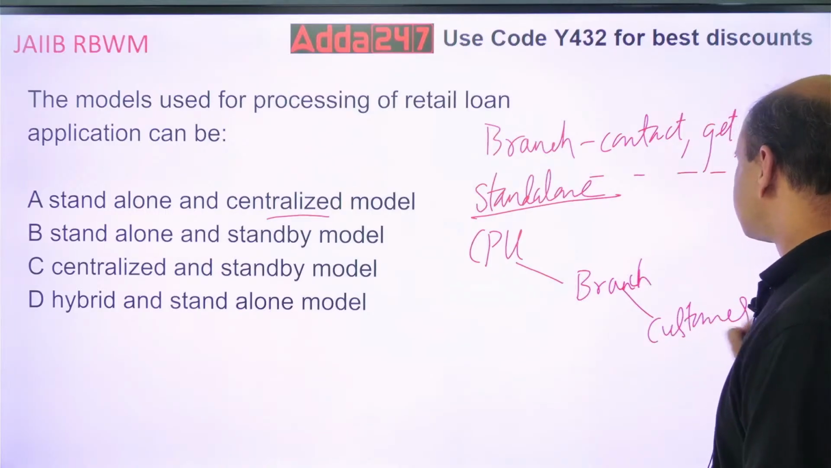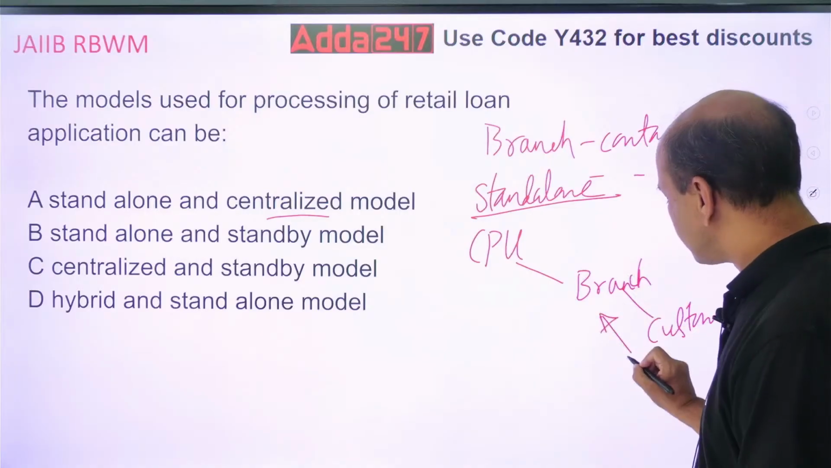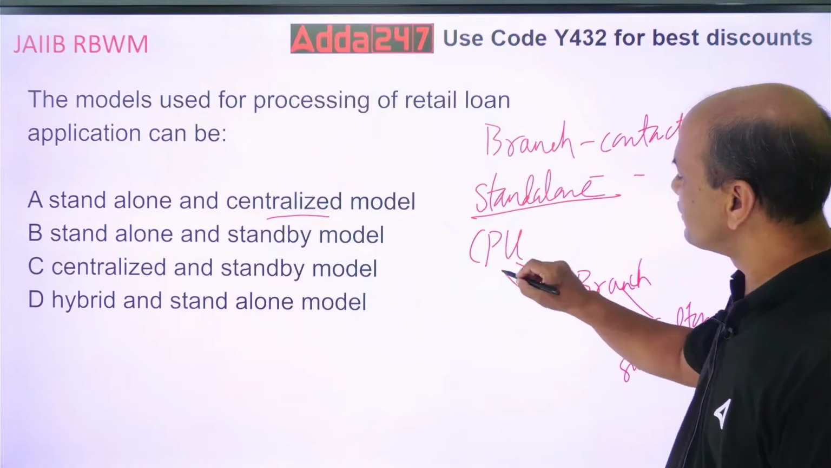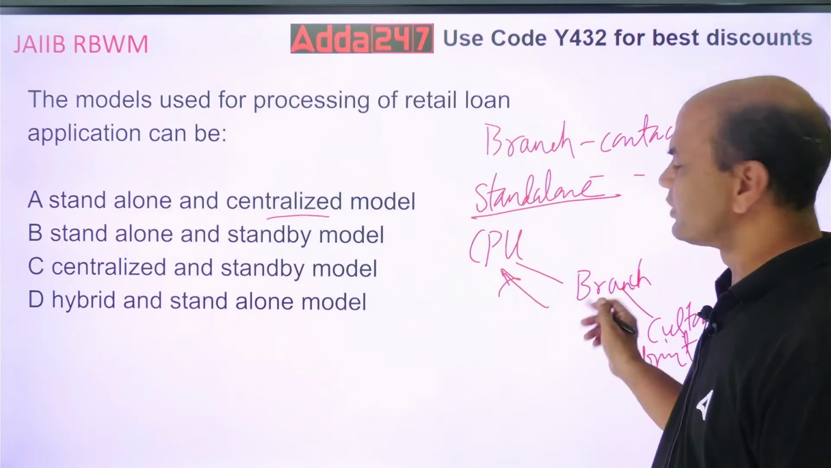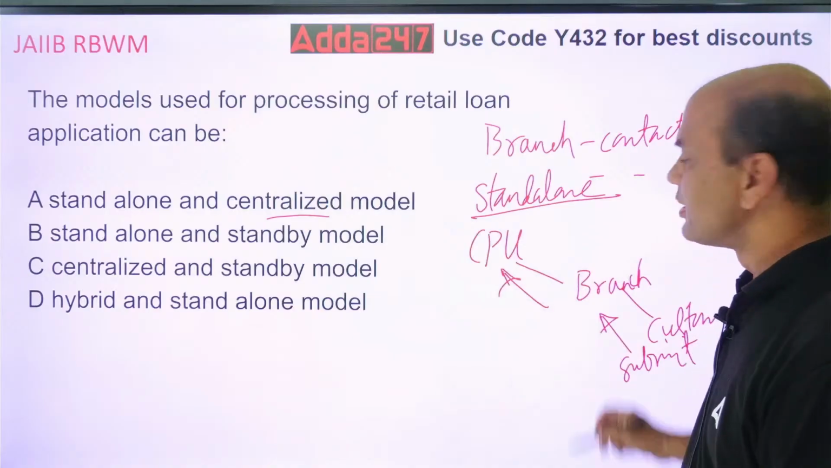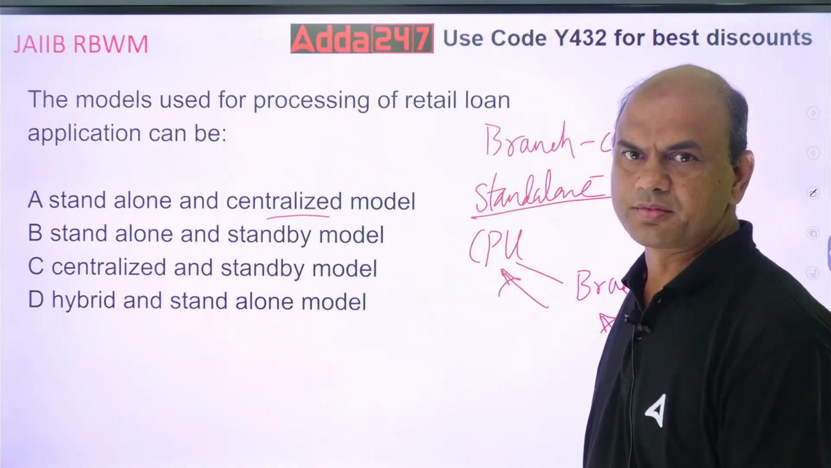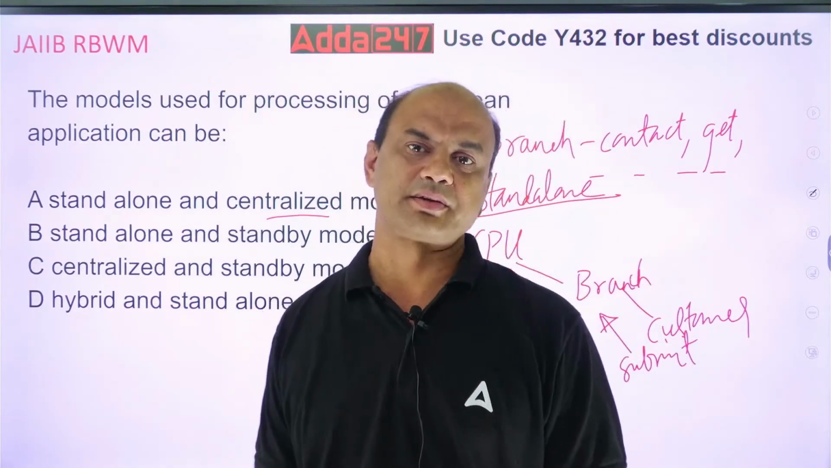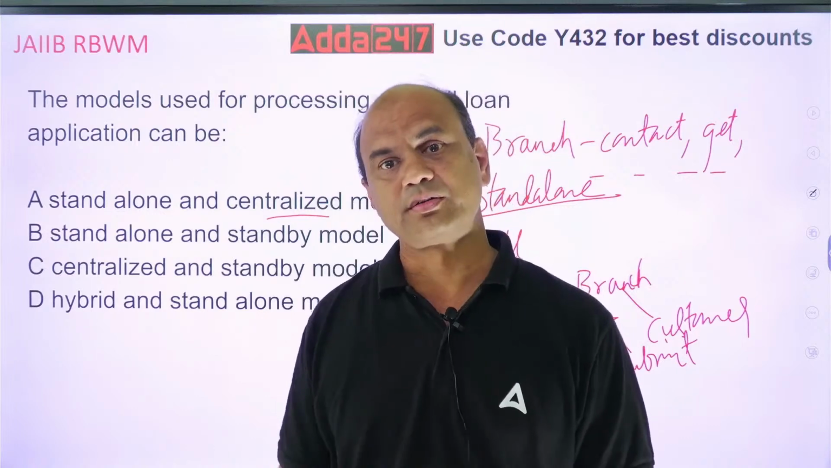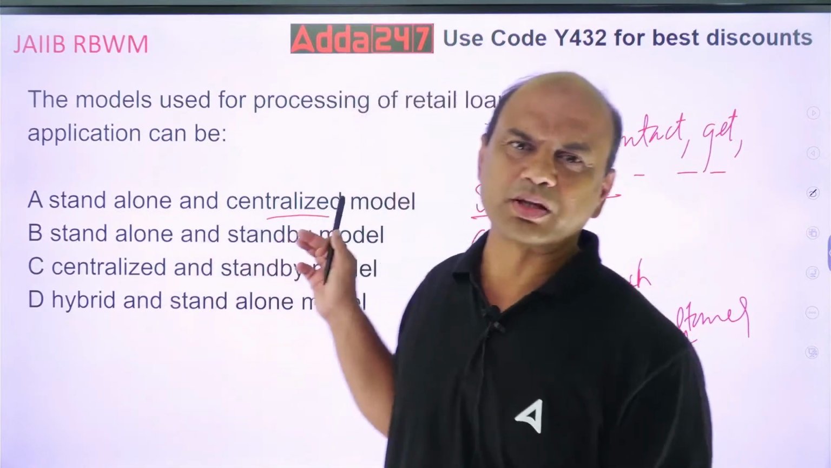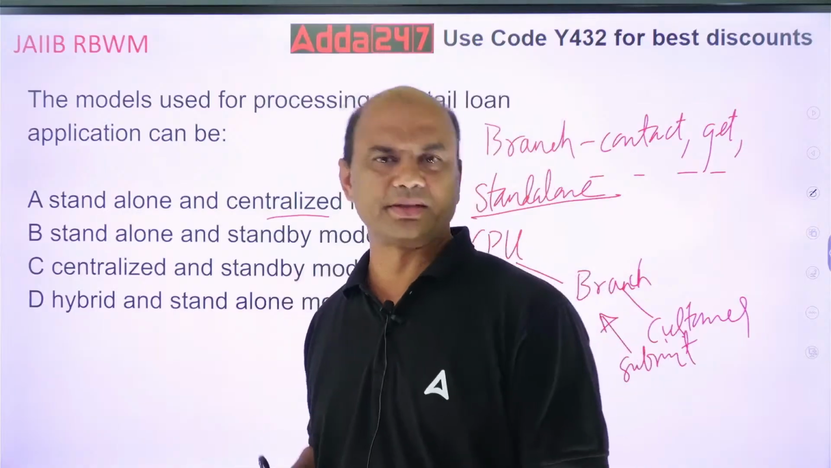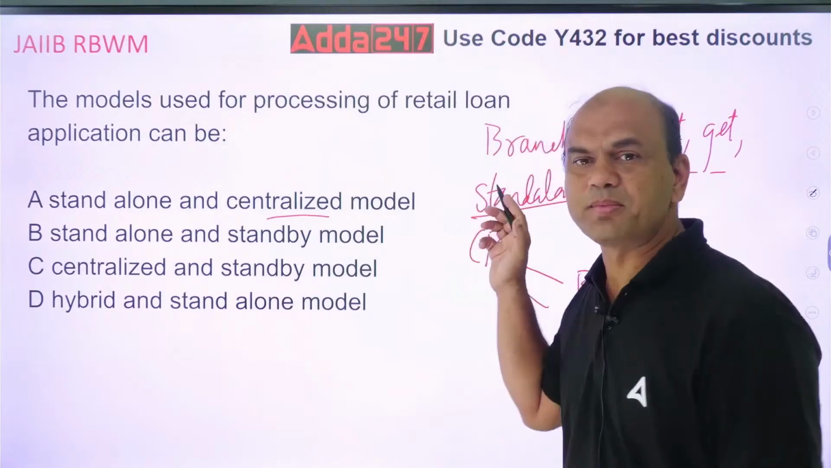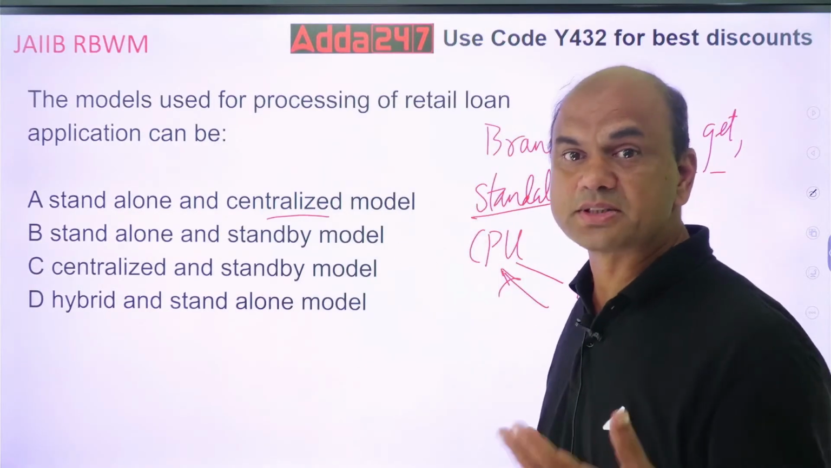The customer will submit the documents. The branch will simply transfer them to the CPU. The branch will not do the processing. It will act only as a collecting center. That's very important. Now you'll say, sir, even the first model is better. Let me ask you, which model is better? Many of you will say the first model is better, because everything is done at the branch, so time will be saved.